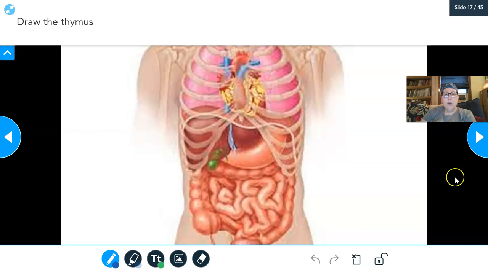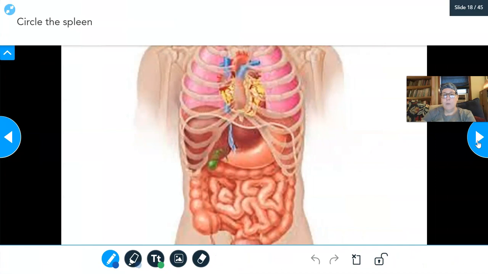Okay, so in this little activity, you have this representation of the thoracic and abdominal cavities. I want you to draw the thymus. You don't have to get super complicated. Just draw a representation of the thymus in its proper location.